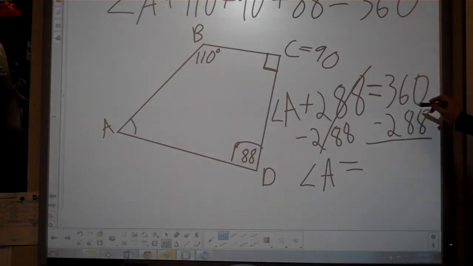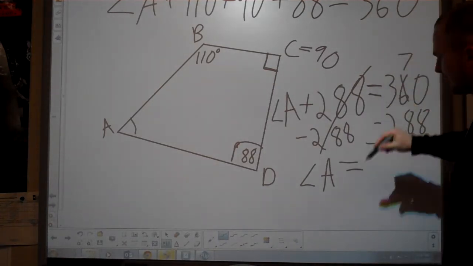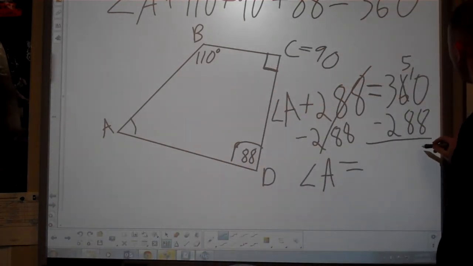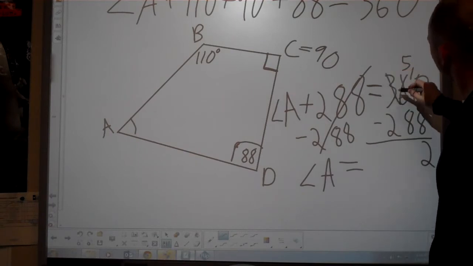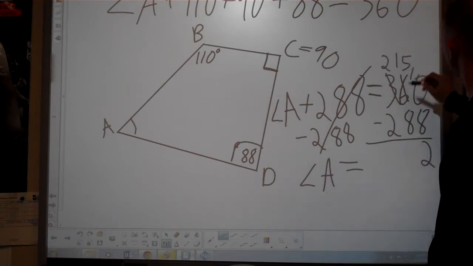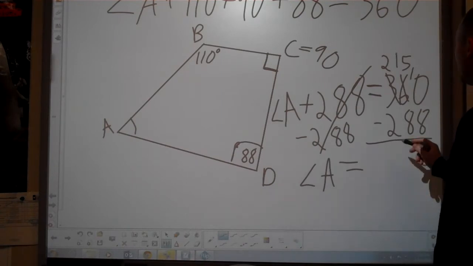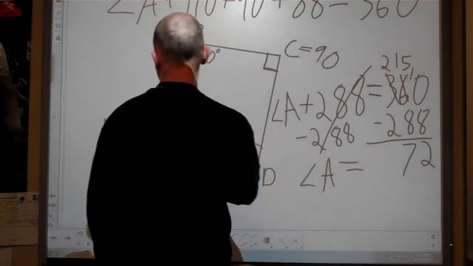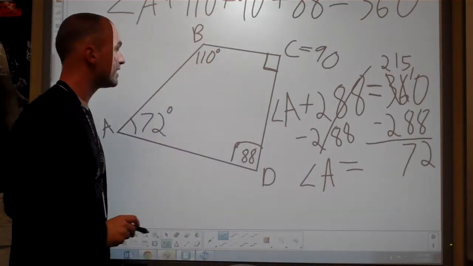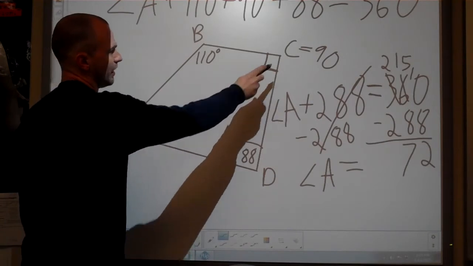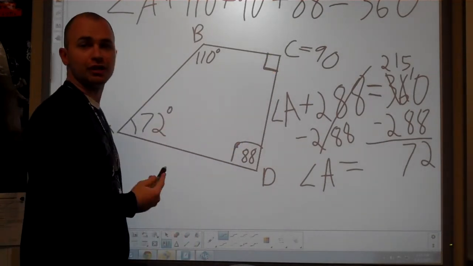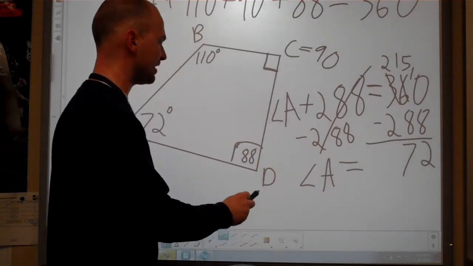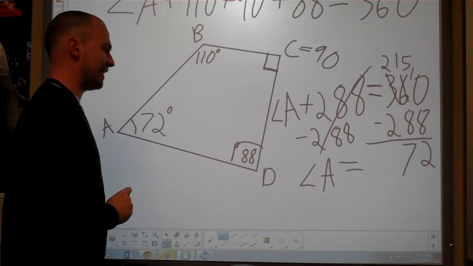So 360 minus 288. Make this a 5, make this a 10. 10 minus 8 is 2. 5 minus 8, can't do that, make this a 2, regroup this, that becomes 15. 15 minus 8 is 7. So angle A here must be 72 degrees. And I could check this by adding these all up and making sure that they equal 360 degrees, because all quadrilaterals equal 360 degrees if you add up the interior angles.